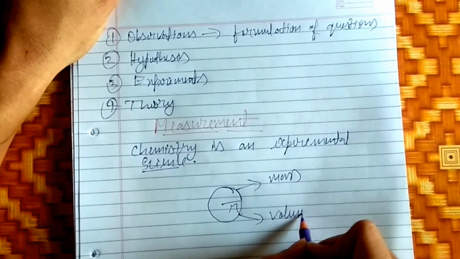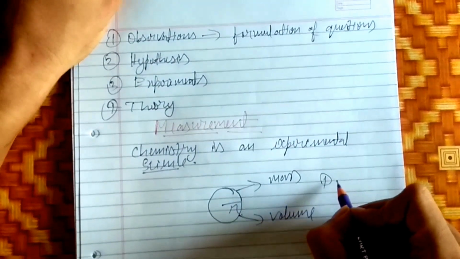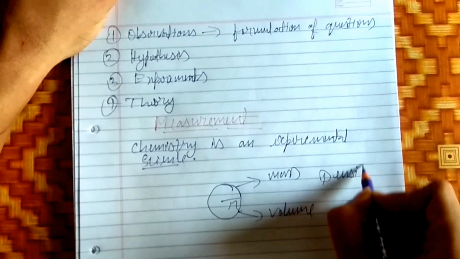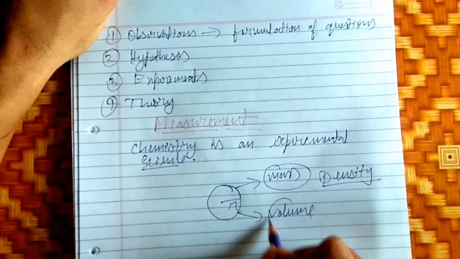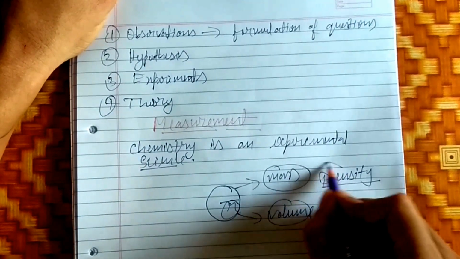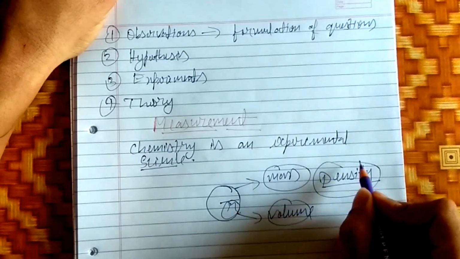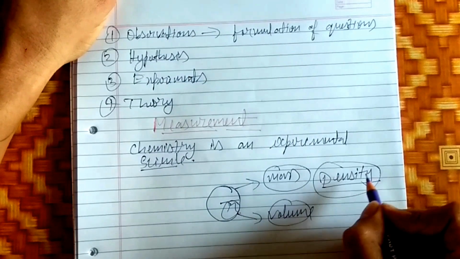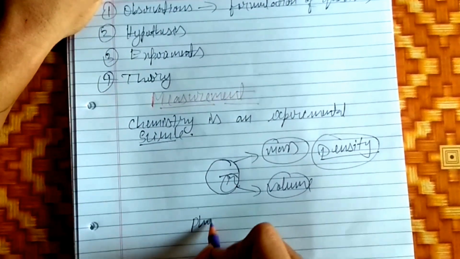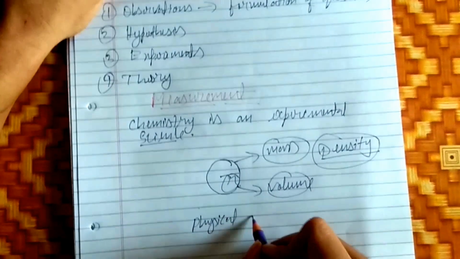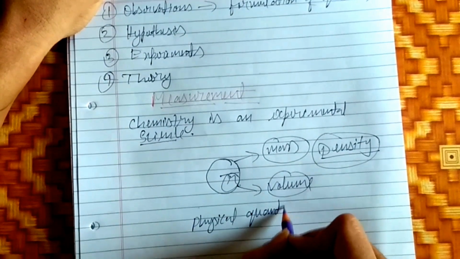Okay, then only we can calculate the overall density of this object, right? So these quantities, mass, volume, radius, density, which can be measured by us, are known as physical quantities. Okay, what are they known as? They are known as physical quantities.